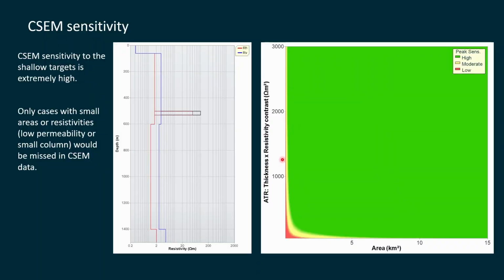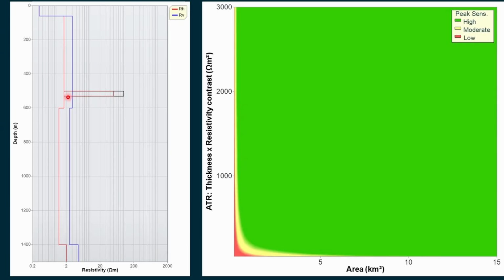So let's look at the sensitivity of CSEM, and what we do here is we have created basically a 1D model of the Earth. That's approximately more or less what we think the resistivities in this area should look like. And then in this 1D model of the Earth, we introduce a 3D target at this depth, and I have introduced it at about 500 meters TVD subsea.